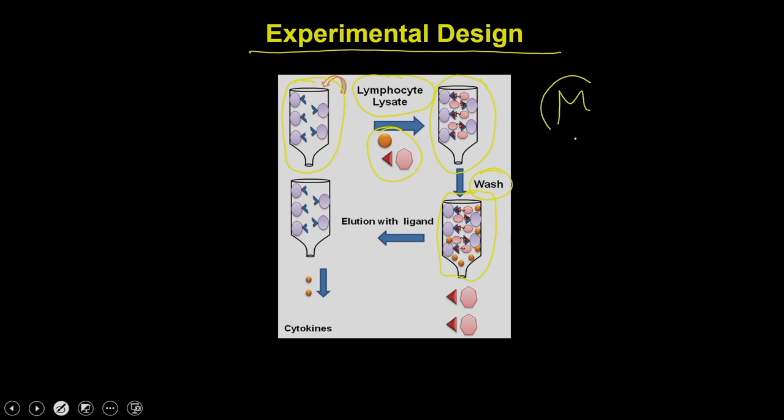So in the matrix you have the antibodies. This antibody is specific for a particular cytokine, so that particular cytokine will go and bind to this matrix. Or you can have a combination of antibodies. Then you do the elution with the ligands. Ultimately, you are going to get the cytokines from this particular patient. And then you can measure the level of these cytokines with the help of ELISA.